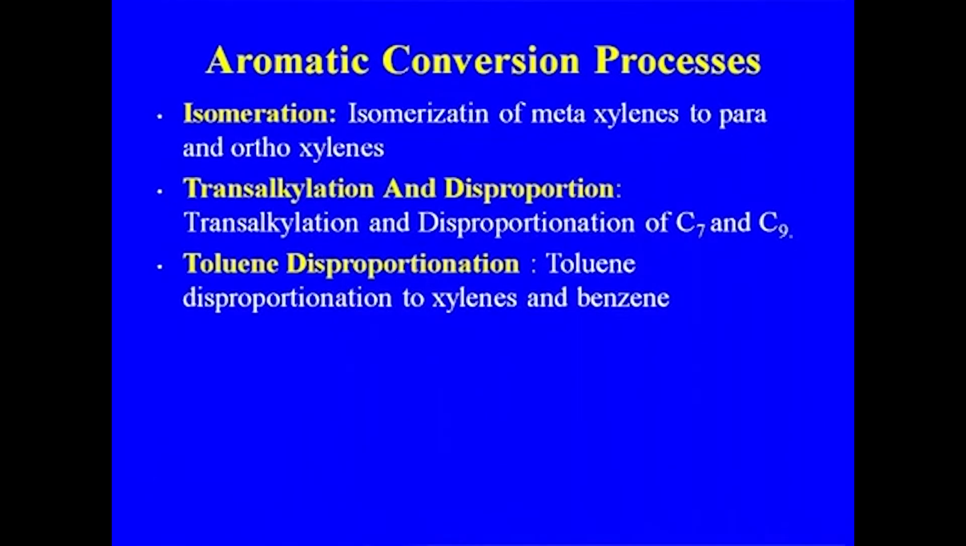Now let us discuss very briefly the various aromatic conversion processes. One of the very important ones is the isomerization process, isomerization of meta-xylene to para and ortho-xylene, then transalkylation and disproportionation of C7 and C9 streams, toluene disproportionation to xylenes and benzene. These are some of the options available for converting low value products to more value added products.